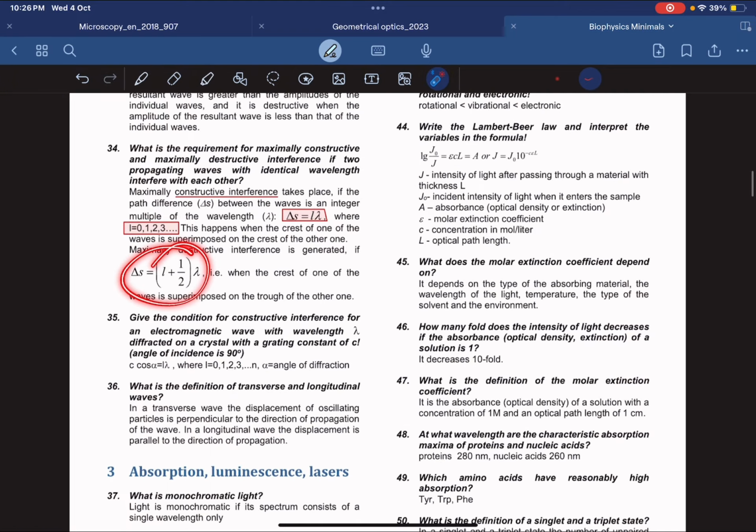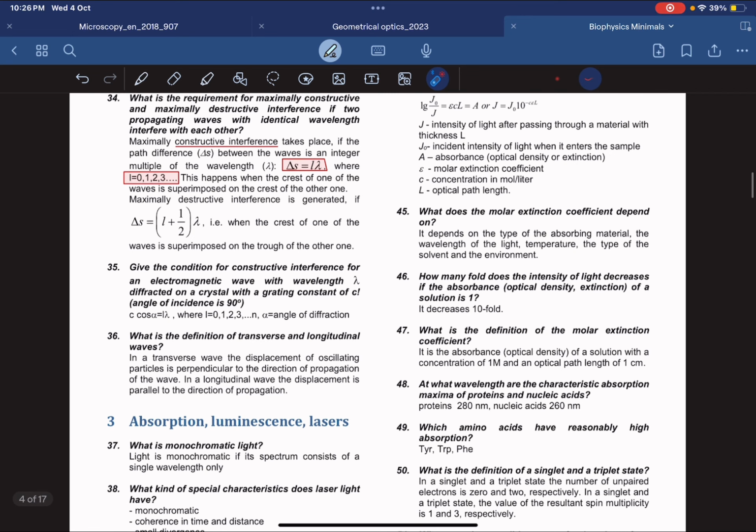Now, give the condition for constructive interference for an electromagnetic wave with wavelength that much. This is basically this formula again, but over here path difference is expressed as C cos alpha, alpha being the angular fraction.